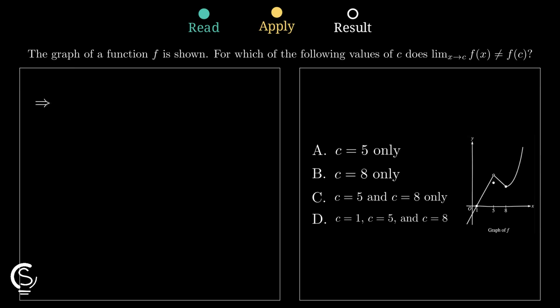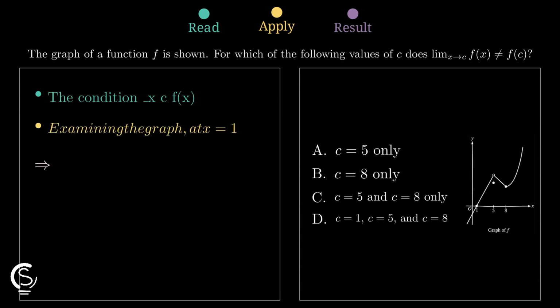At x equals 1, the limit does not exist because of the jump. At x equals 8, the limit and the function value both equal 0, so that point is continuous. At x equals 5, the limit is 0, but the function value is 3. This mismatch makes option A our only correct choice.